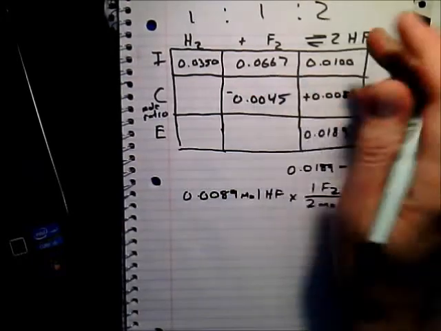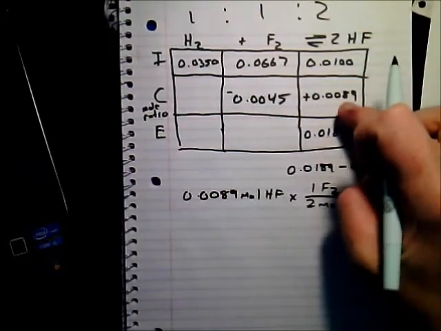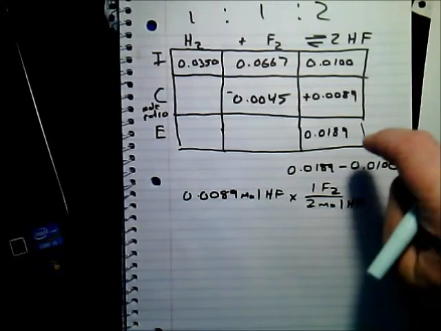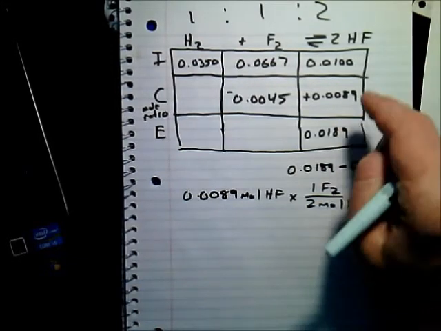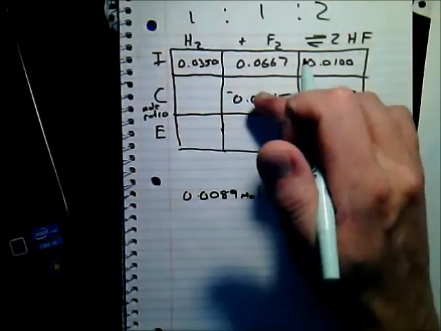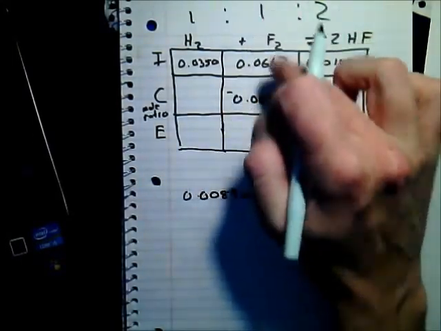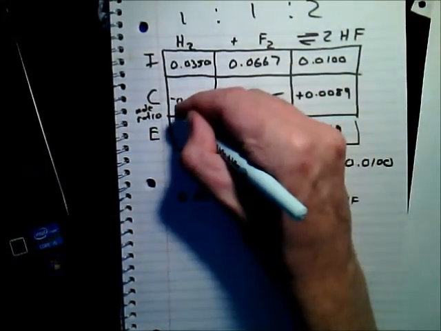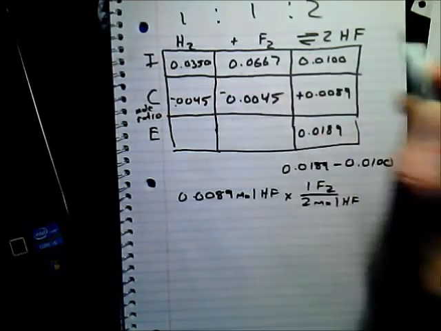And this is going to decrease. This is negative, okay? The amount of product went up, it increased, so the amounts of the reactants have to go down. That's the only way that could possibly happen. If the amount of product went up, the amount of reactants must have gone down. And since the ratio of fluorine to hydrogen is 1 to 1, the change here must be the same, 0.0045.